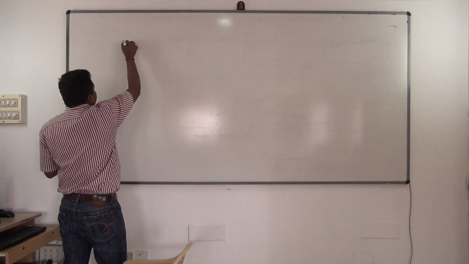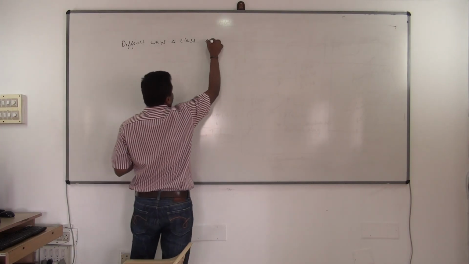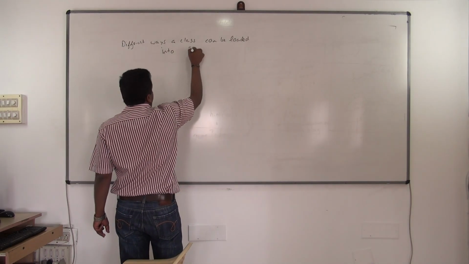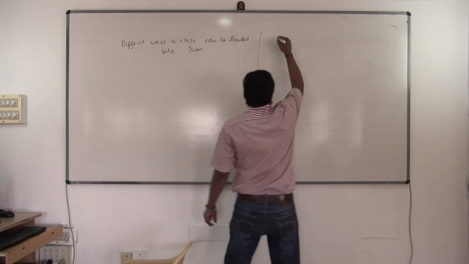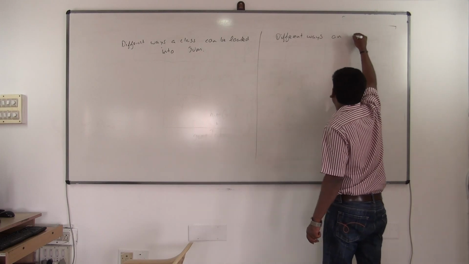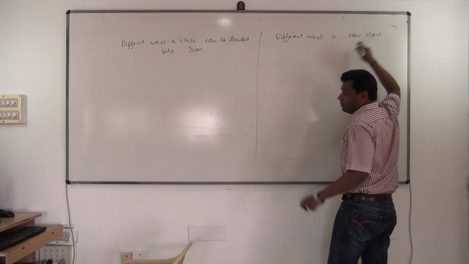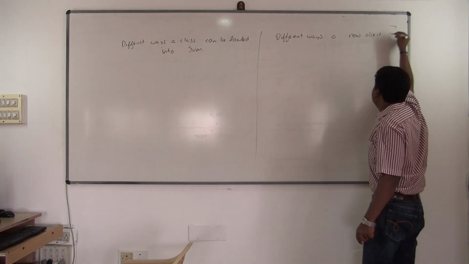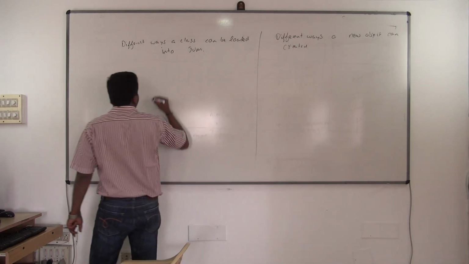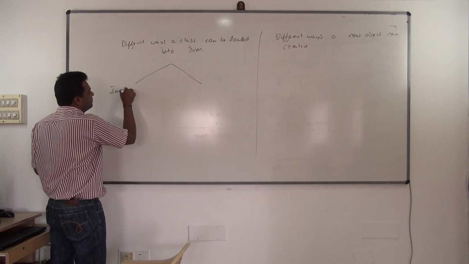Okay, see, different ways a class can be loaded into the JVM. This is one side. Different ways an object can be created. A new object can be created. New means a completely different object. In Java we are talking, so let's start with this. What are the different ways a class can be loaded into the JVM? First you have to understand there are two ways: one is implicit and the other is explicit.